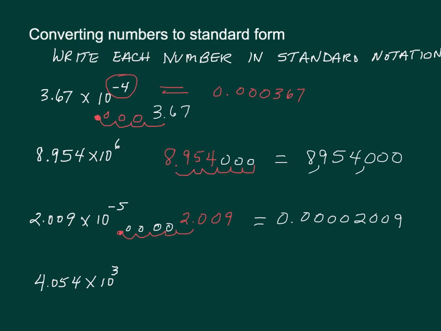Last one here. This one is a big number because the exponent is positive. So we have 4.054, and we take the decimal and move it to the right 3 places: 1, 2, 3, which gives us 4,054. Okay? So that's changing from scientific notation to standard form.